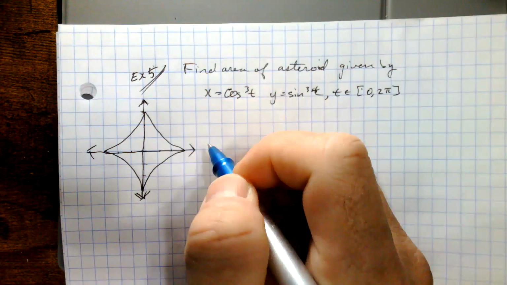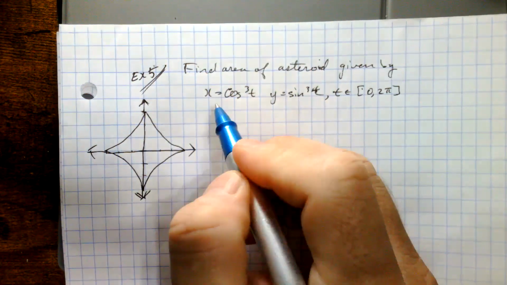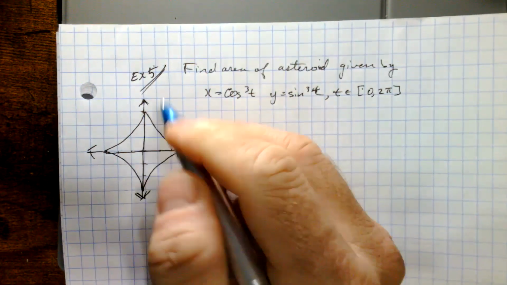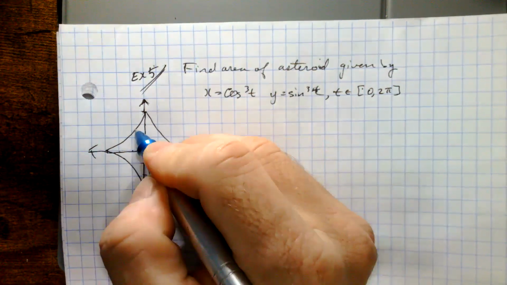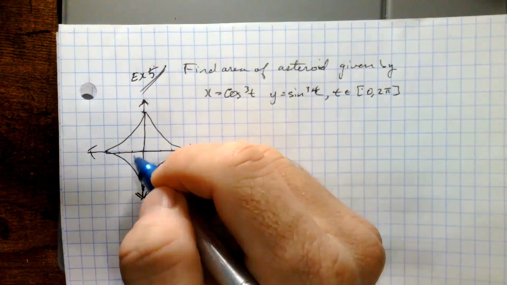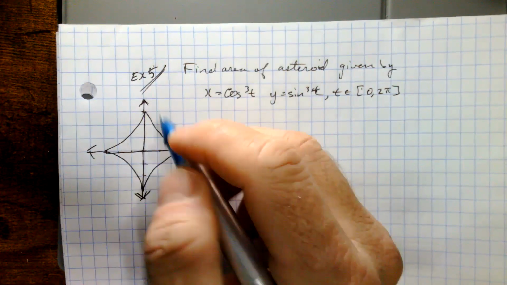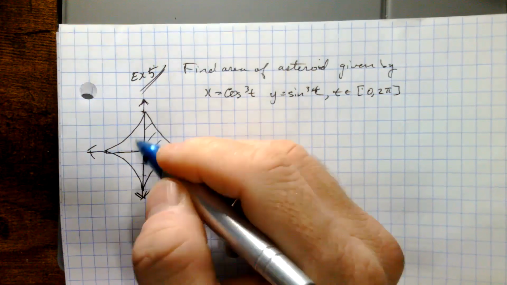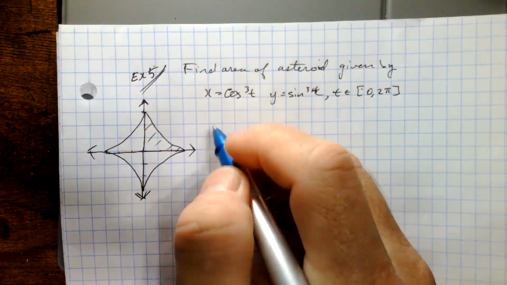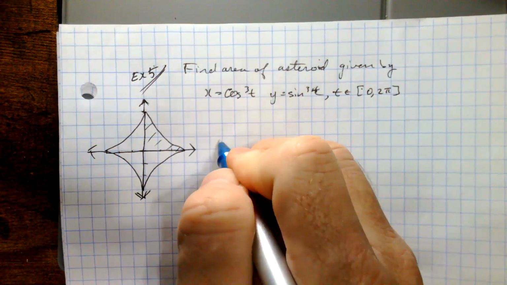All right, in this problem, we're going to find the area of this asteroid. To do so, we're going to start by recognizing that this is a symmetric area, and so the area of this region right here is 1/4 of the total area. So we're going to multiply the area.